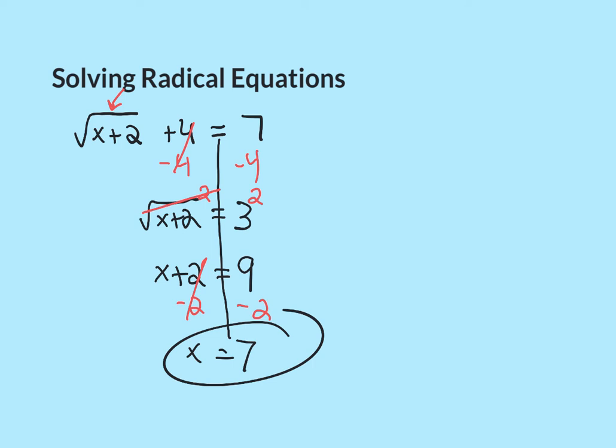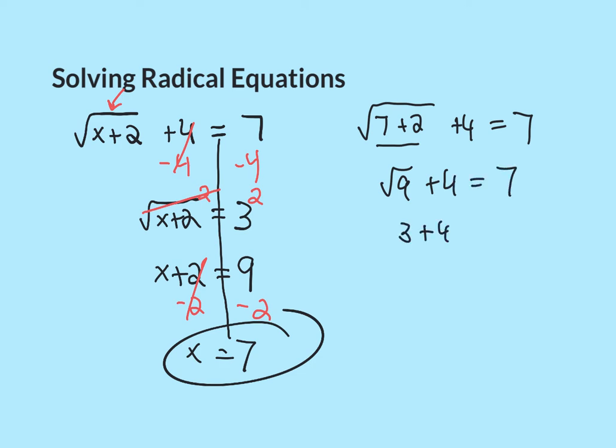So go back up. Let's see, the square root of our answer 7 plus 2 plus 4, will that equal 7? Well, 7 plus 2 is 9. The square root of 9 is 3, and 3 plus 4 equals 7. So in this case, it works. That is our solution.